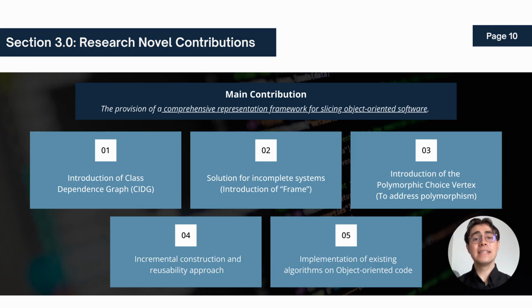And finally, they demonstrate that slices can be computed on these graphs using an existing efficient two-pass algorithm, which means they didn't need to invent new slicing algorithms. Yet their contribution is a representation that makes existing algorithms applicable to object-oriented code.